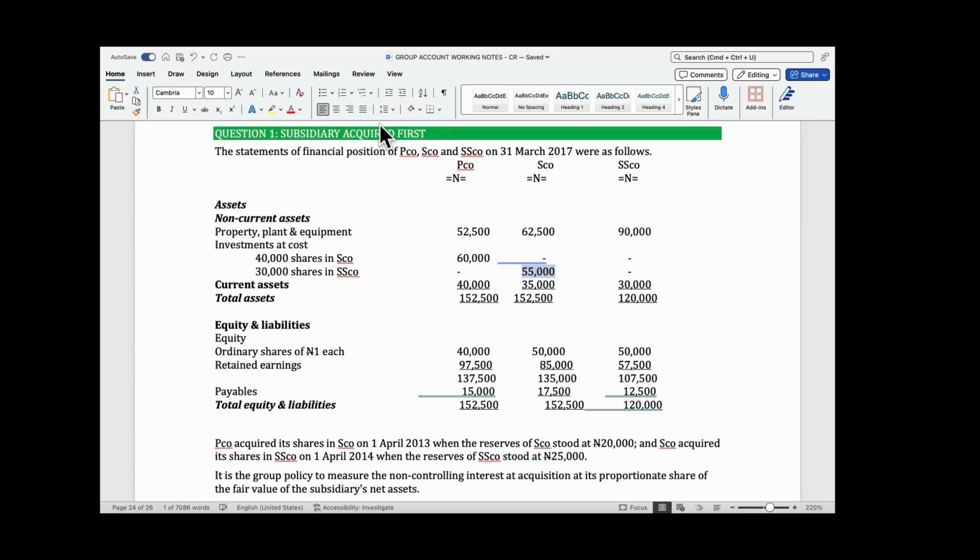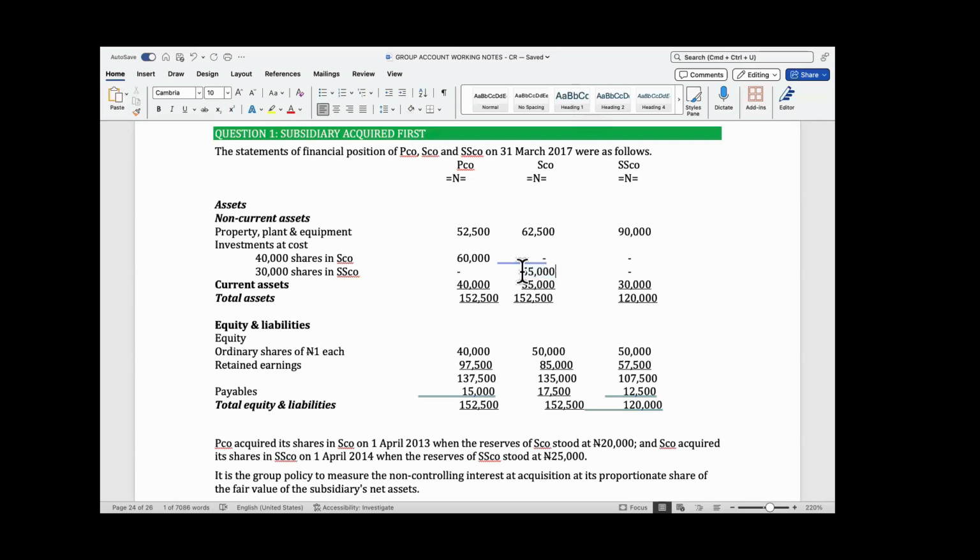Yeah, I would not agree, because the total payment that ESCO paid in SSCO is 55,000, irrespective of the percentage of holding. But what the parent is holding in ESCO is just 80%. So it will be 80% of 55,000. That will be what the parent has paid out of that. And that is the correct answer. That's the correct position.